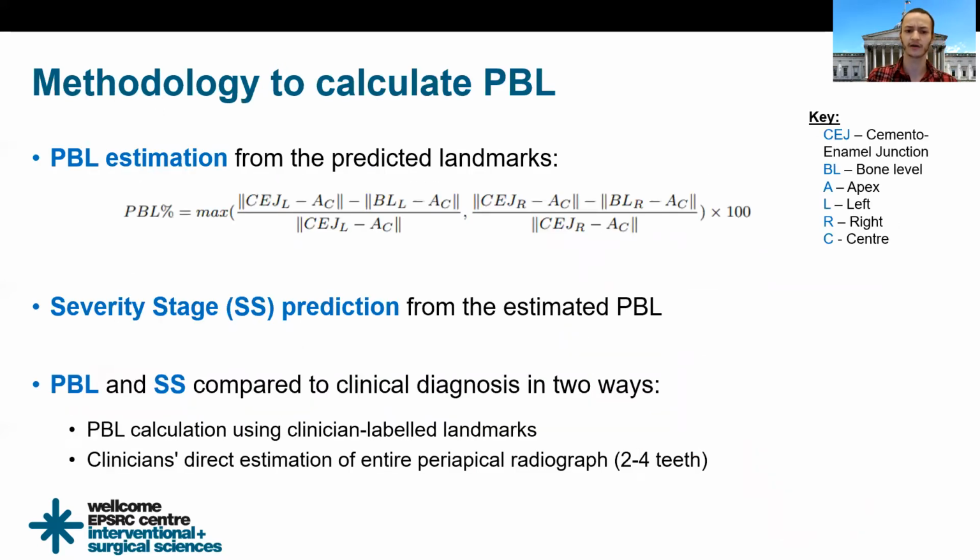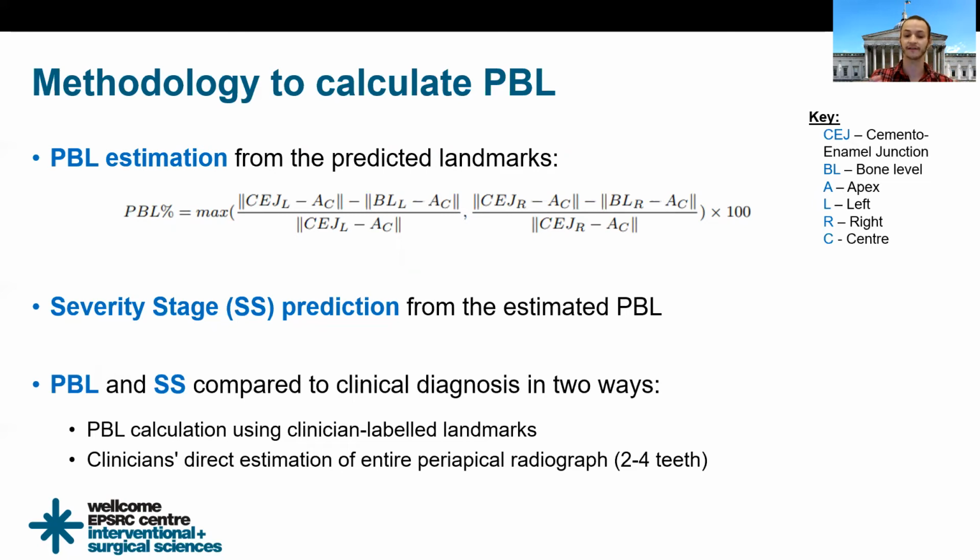The methodology used to calculate PBL, the big equation here, and we've got a key on the right-hand side, just in case you've forgotten the acronyms. The big equation pretty much describes that we find the ratio of tooth supported by bone with the length of the tooth on each the left and the right-hand side of the tooth. This does mean that we ignore the central periodontal bone loss, which is especially prevalent in more severe bone loss cases, but this is an avenue of research that we hope to go into in the future. And the severity stage is predicted from this periodontal bone loss percentage.